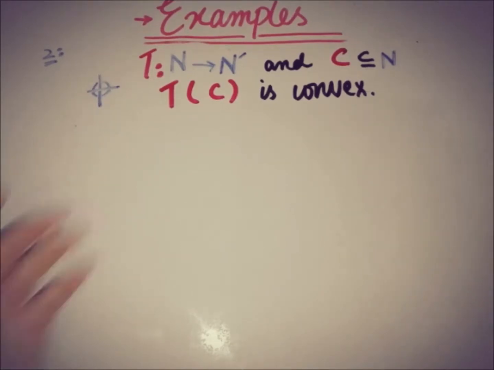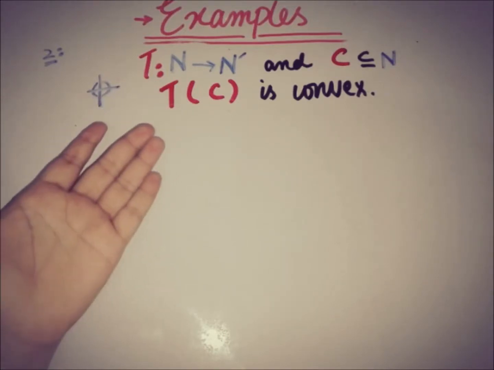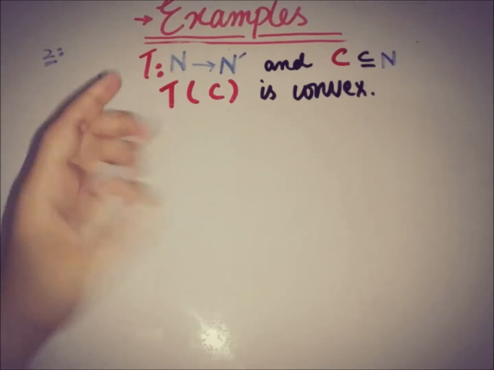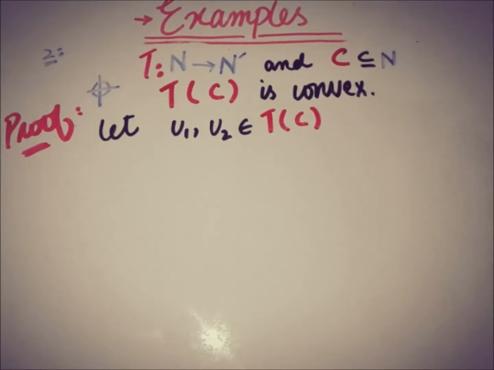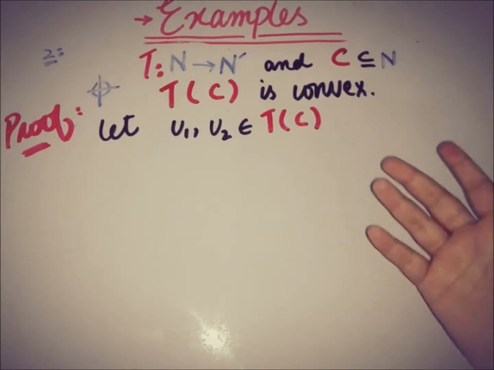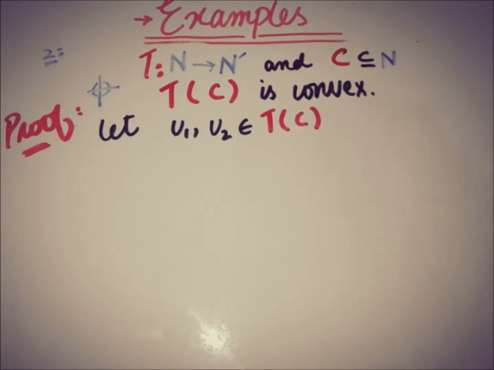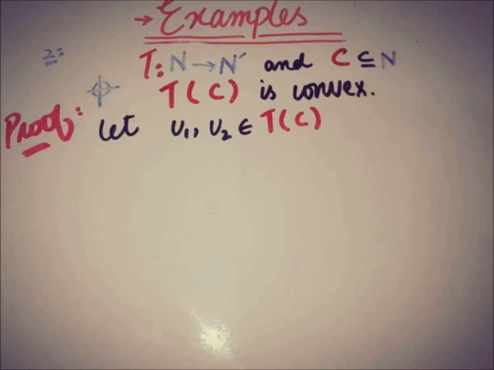The approach is the same: we have to take two elements from this, because we are going to prove that this transformation is a convex set. So we'll take two elements from T of C and name them U1 and U2. As this is the transformation on C, we have to take two elements from this convex subset of that linear space. So let's take small c1 and small c2 from this convex subset.